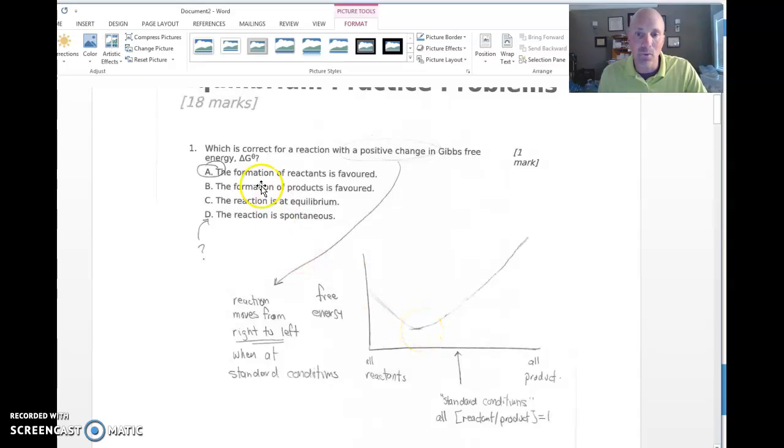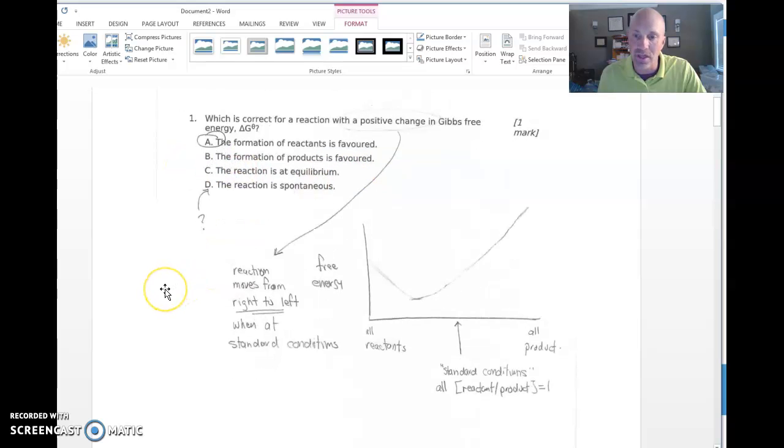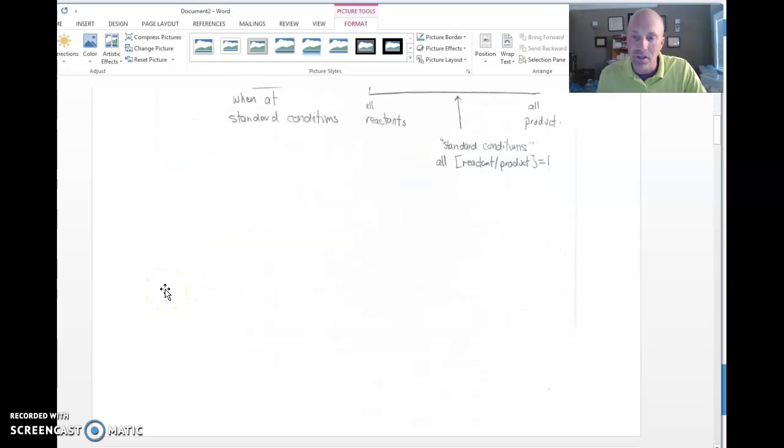So what's that going to mean? That would mean that in order to get from where it is, which is the standard conditions, to the equilibrium, it would have to move to the left. All right, so that would mean that the formation of reactants is favored. So the answer to that is A.